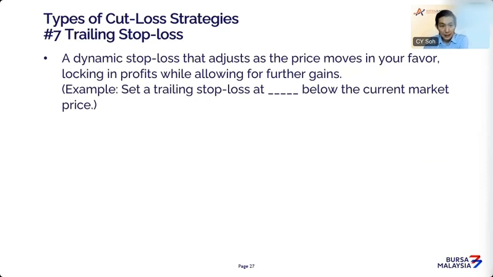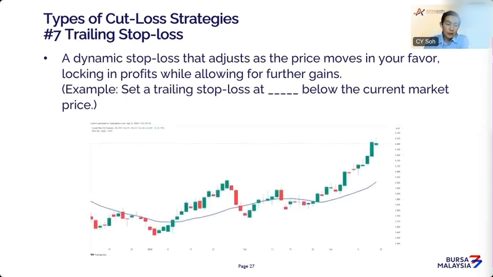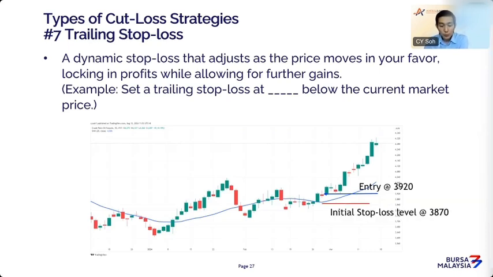So the last thing is the trailing stop loss. It goes by dynamic stop loss. Let's go through a simple example so that you understand how it works. Let's say you enter at this price 3920, and initially you have a stop loss of 3870. When the market has trended up, your long position already has profit. The current market price is 4280.